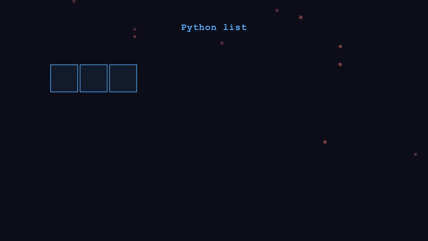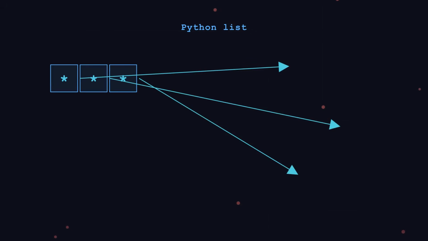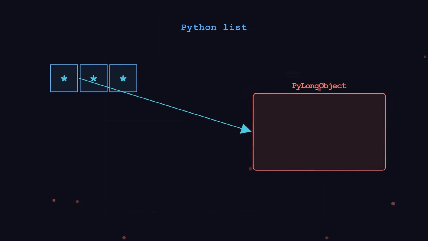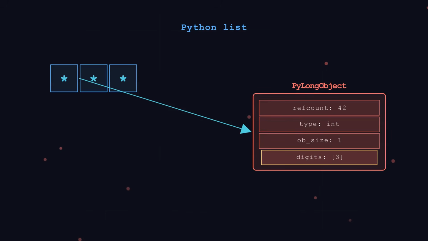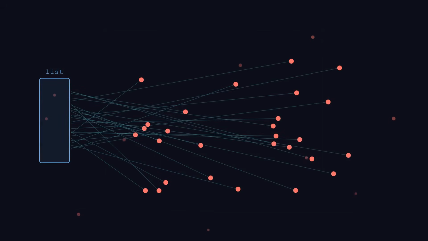Start with a Python list, 1, 2, 3. You'd think those numbers live in the list. They don't. The list holds pointers, little arrows. Each one points somewhere else on the heap. Follow an arrow. You land on a full Python integer object. It has a reference count, a type tag, and then, buried inside, the actual digits, 28 bytes for the number 3. A million numbers, a million tiny objects, scattered across the heap. Every access is a pointer chase.